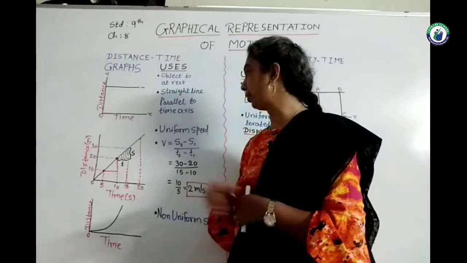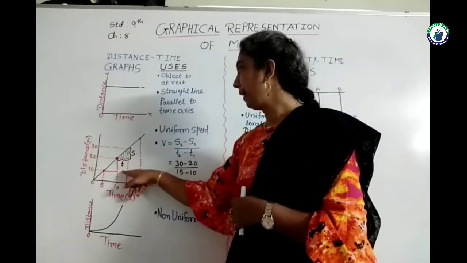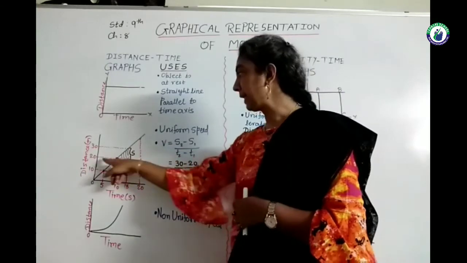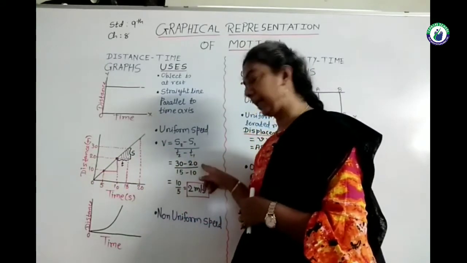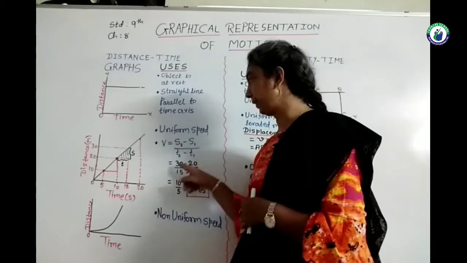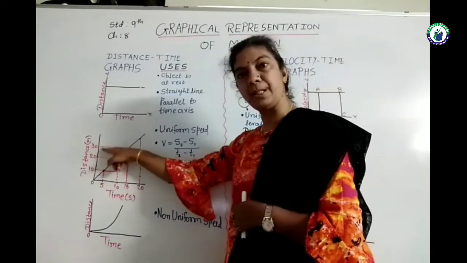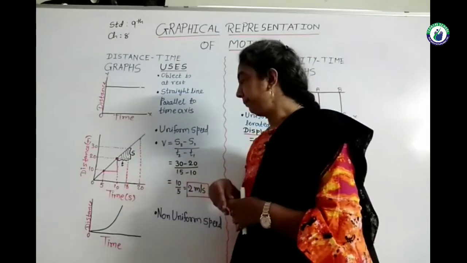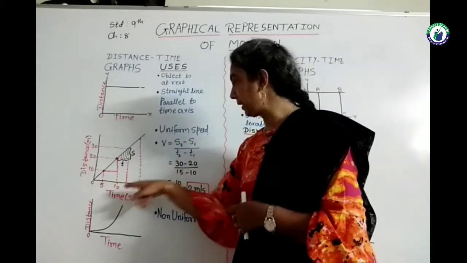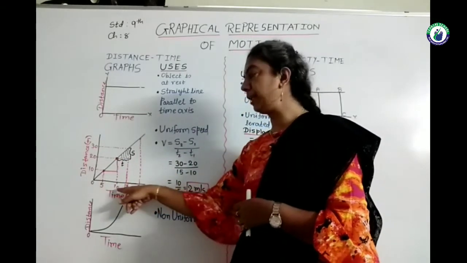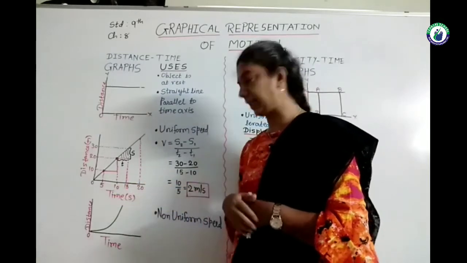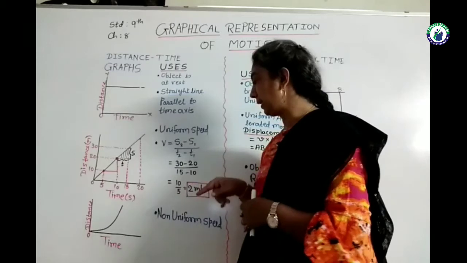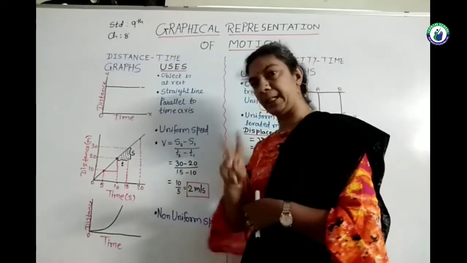Substitute the values over here. S2 will be 30, S1 is 20, so S2 minus S1 is 30 minus 20, this value. Divided by time, we take this interval, that is 15 minus 10, T2 minus T1, 10 upon 5, and the answer after cancellation we are getting is 2.